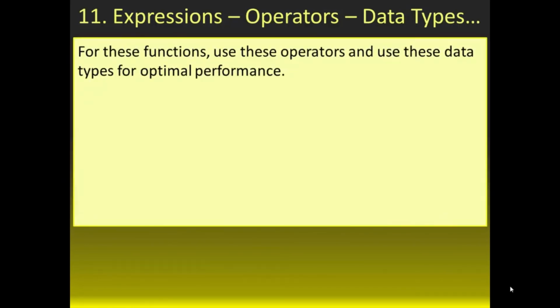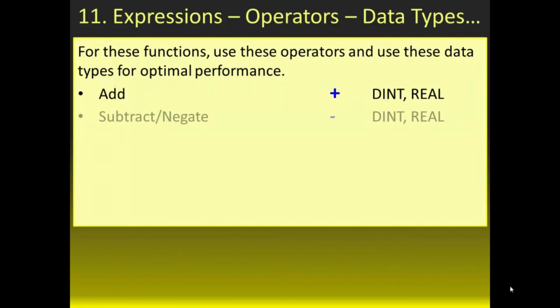Expressions, operators, and data types. For these functions, use these operators and use these data types for optimal performance. So if you want to add, use the plus operator and always add double integers or real. Same thing with subtract or negate. You're probably thinking, why double integers and real? Why not single integers and integers?